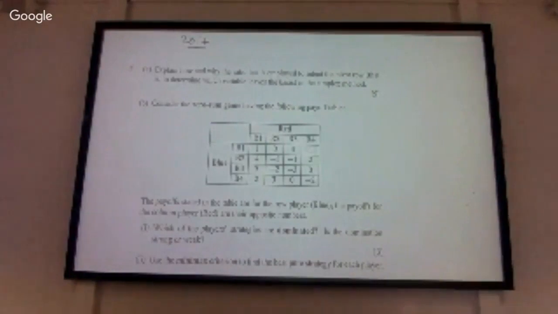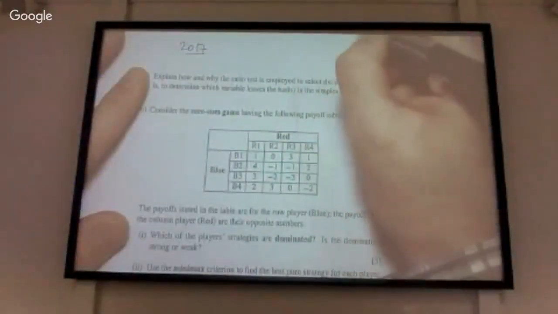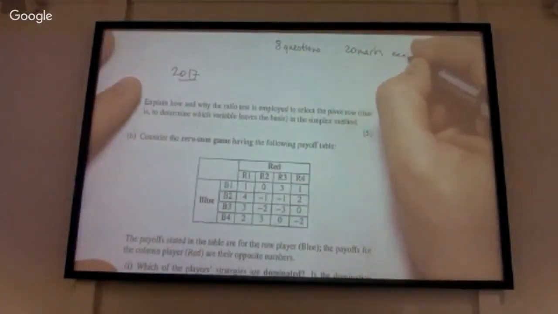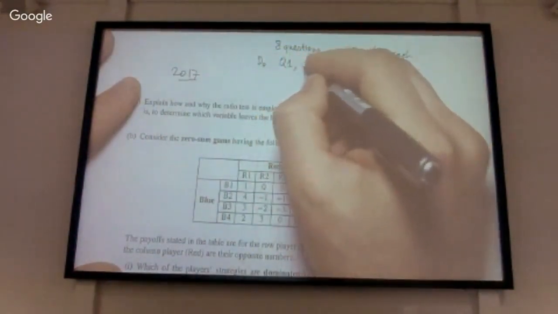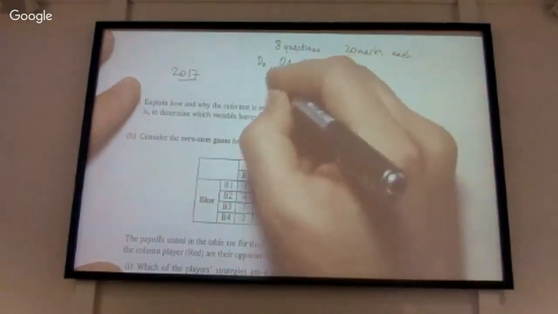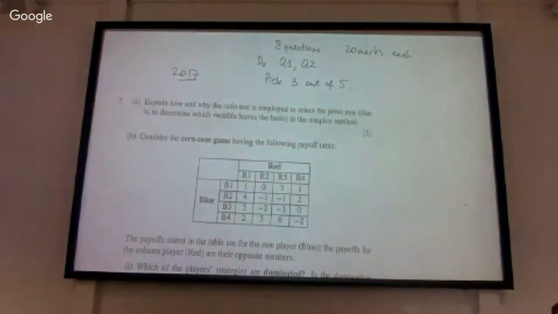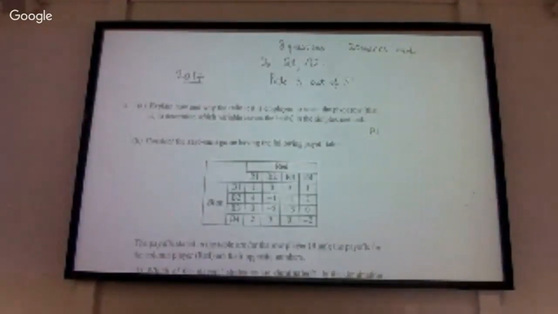So you probably know that the exam has 8 questions, and each of them is 20 marks. You have to do question 1 and question 2, and then pick 3 out of the remaining ones. Okay, that's the system. If you solve everything, then only the 5 best questions count.